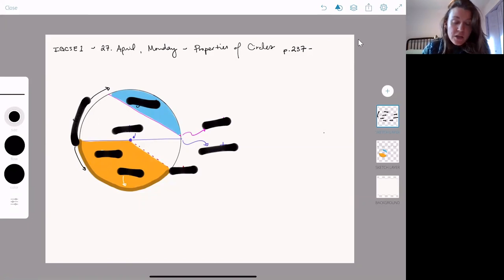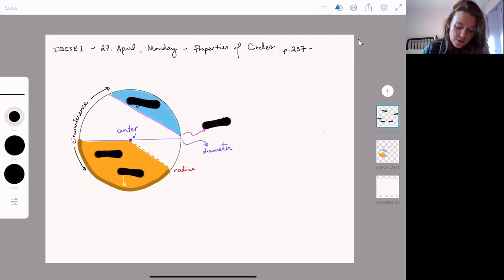So here's my circle and I've already made some changes to the diagram. So the first term we need to know is circumference. This is something you've seen before. It's the measurement of the distance around the outside of the circle. Then we need to know the center because this forms the basis of definitions for the other parts. If a line passes through the center from one side to the other, that is our diameter. But if it only goes from the outside to the center, then that is our radius.